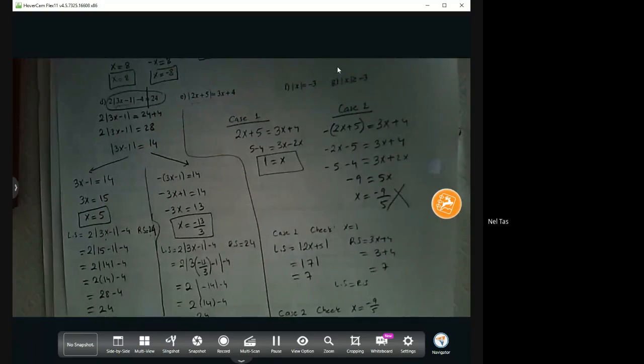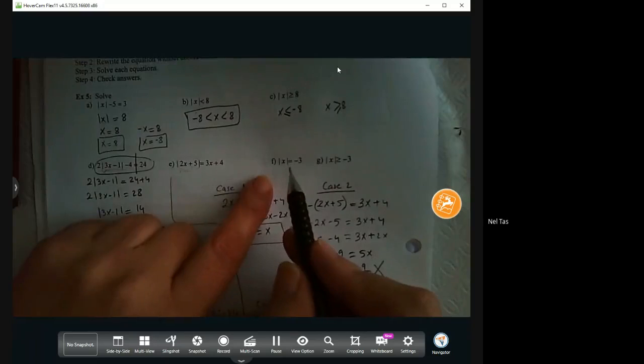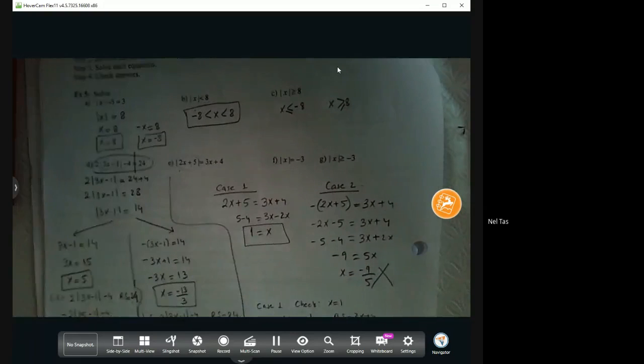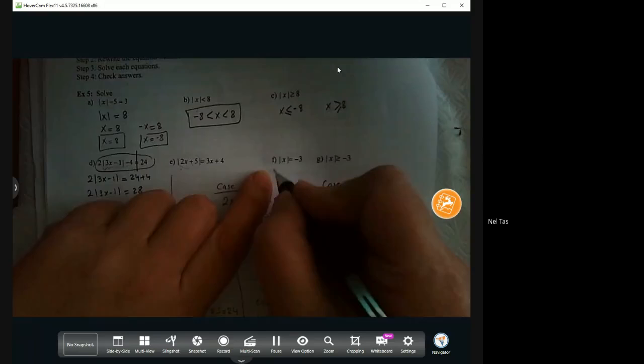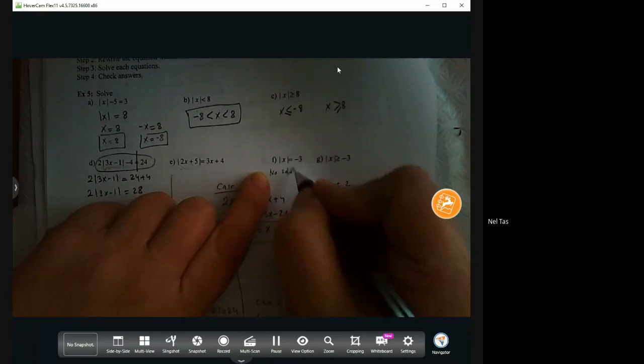So if we have absolute value of x equals negative 3. Okay, so absolute value of any number. Can it ever be a negative number? What we said, whatever you have inside the absolute value, at the end, you either get 0 or a positive number. So absolute value of any number can never be a negative number. So this one is no solution.